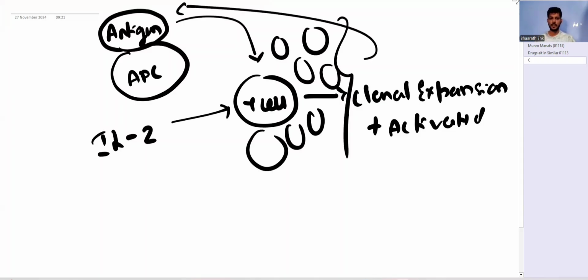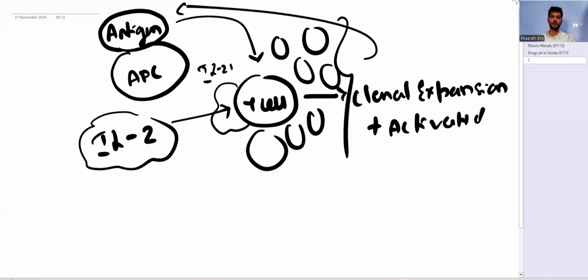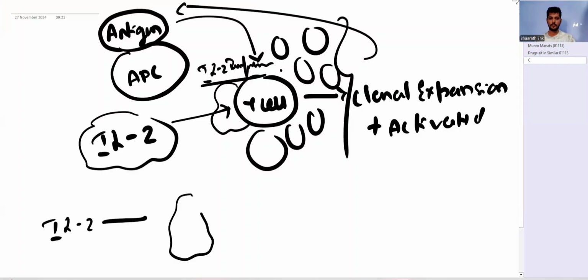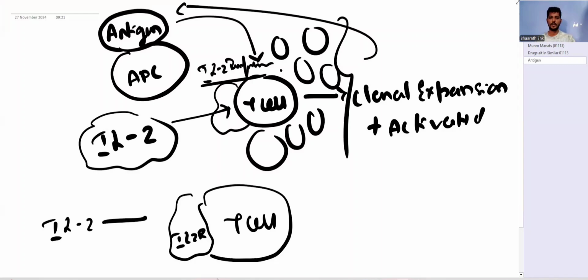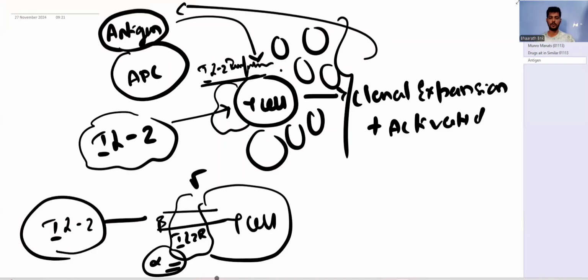This is what happens. For this interleukin to bind to this T cell, it needs a receptor that is called the interleukin 2 receptor. So this interleukin will come and bind to a receptor which is present on the T cell. Now this interleukin 2 receptor has three chains, a gamma chain, a beta chain, and an alpha chain. Out of all the three chains, it is the alpha chain which has the most affinity to interleukin 2. And this is very important for the action of interleukin 2 in the initial phases. So interleukin 2 binds to all of these, but binding to alpha is very important.